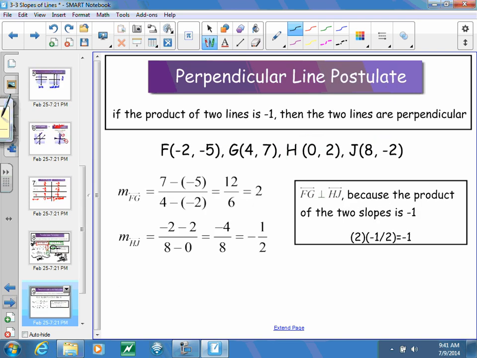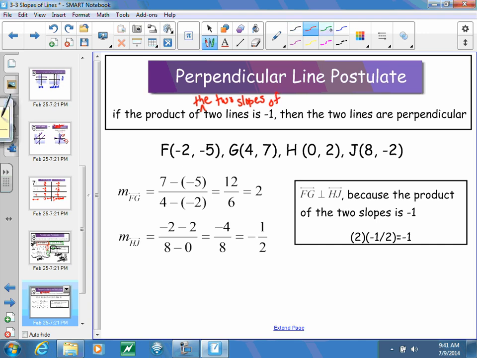Then you have the perpendicular line postulate. And there's 2 different ways that you can prove that lines are perpendicular to each other. The postulate says that if the product of the two slopes of two lines is -1, then the two lines are perpendicular to each other.